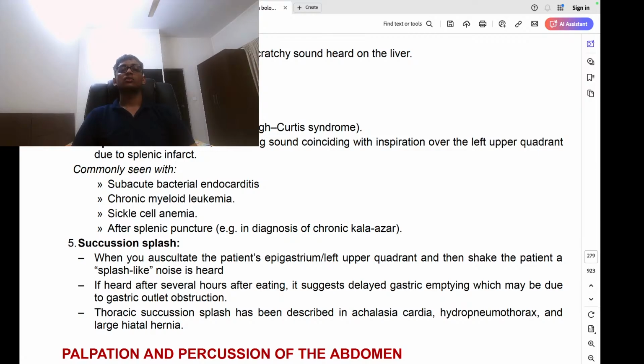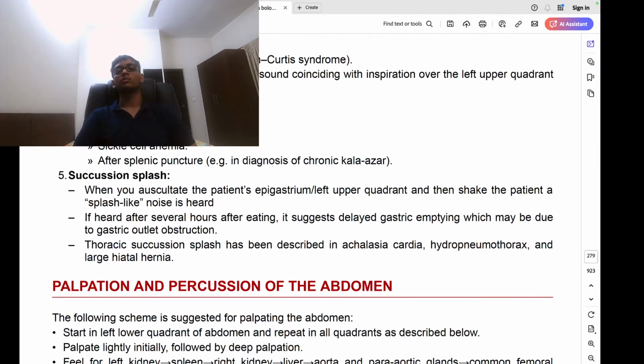Splenic rub is a coarse scratching sound coinciding with inspiration over the left upper quadrant due to splenic infarct. Commonly, it is seen with subacute bacterial endocarditis, chronic myeloid leukemia, sickle cell anemia, after splenic puncture, in chronic pancreatitis. Then succussion splash.